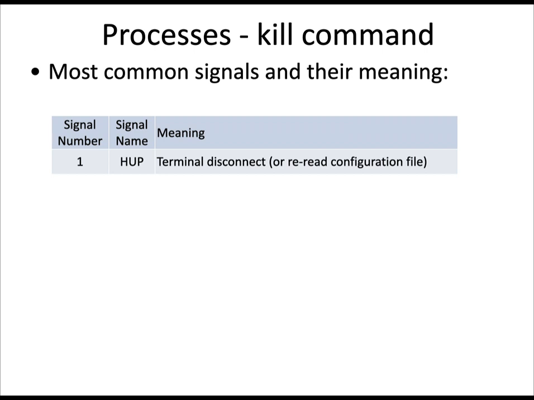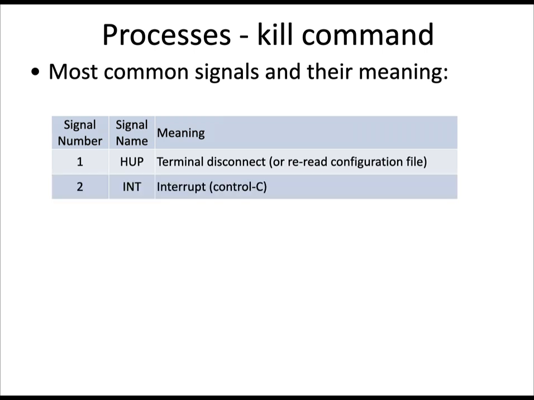The next one I want to talk about is signal 2, which is an interrupt. If you use it symbolically, it's INT, and that means you interrupted a process by doing a Control-C. So maybe that was in an infinite loop and you need to break out of that infinite loop. The next is quit, which is 3. You get a quit by doing a Control-\.